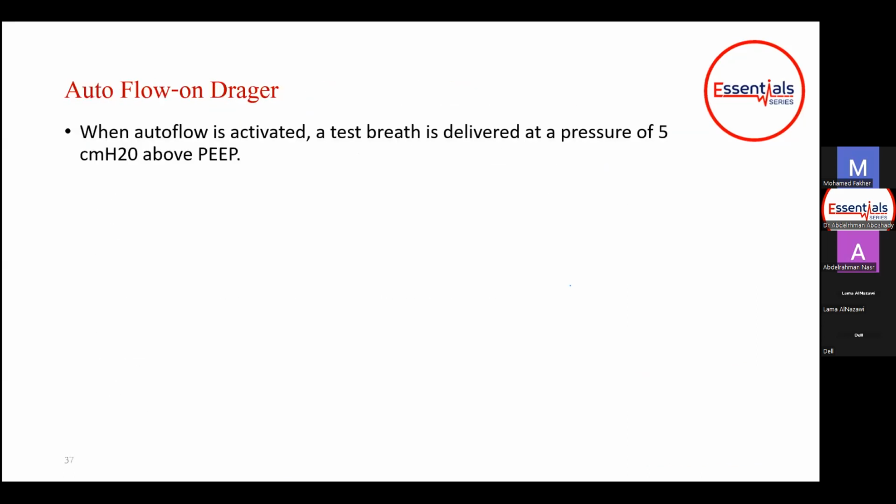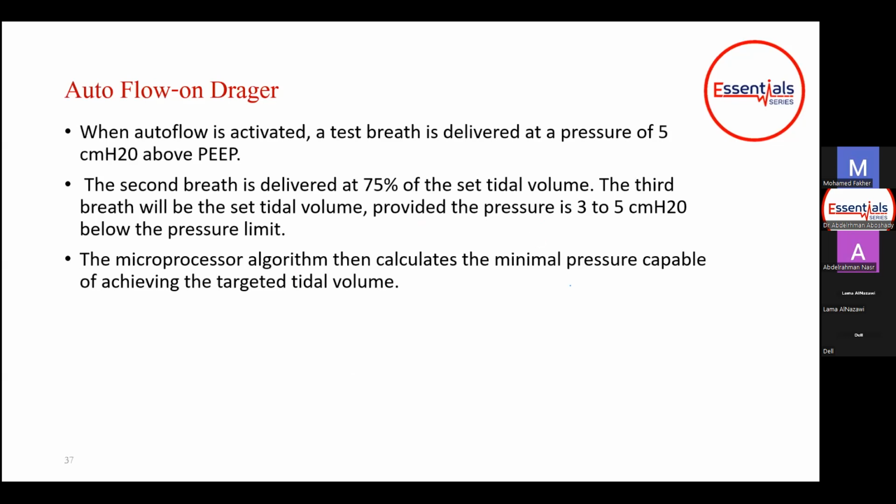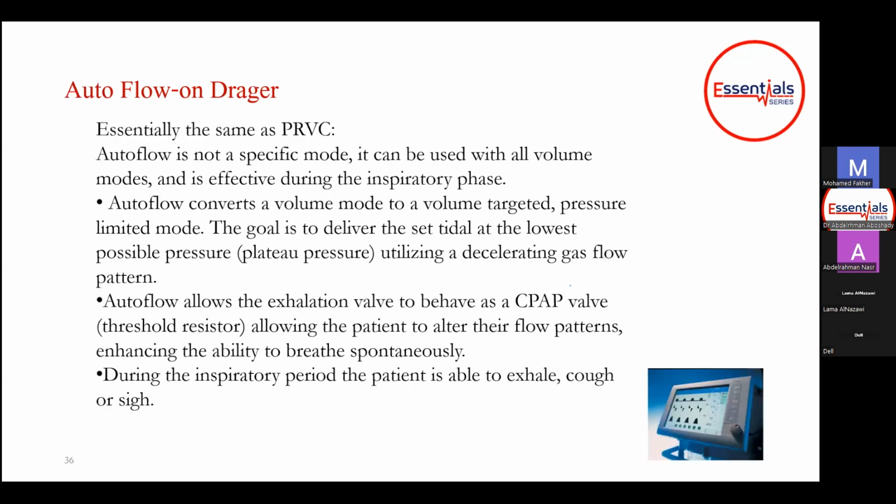found only on the Dräger ventilator that shifts any volume mode into an adaptive mode. So when you have volume control in the Dräger and just turn the AutoFlow button on, you shift the volume control into a pressure limited with volume target. You can use AutoFlow in SIMV and you can use it in volume control. So any volume breath in the Dräger ventilator is shifted to an adaptive breath using the AutoFlow feature.